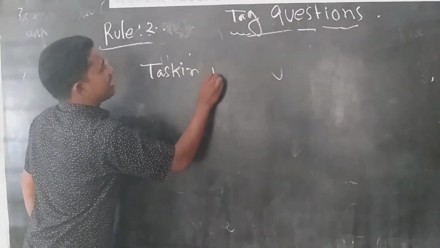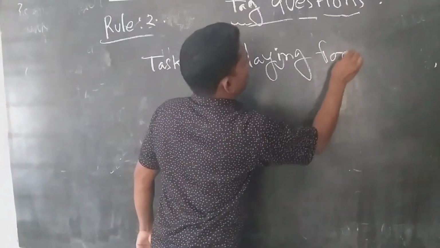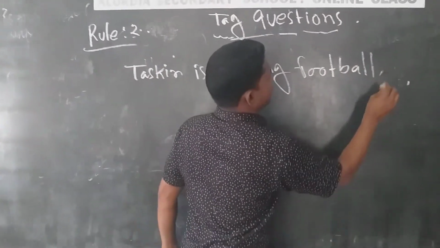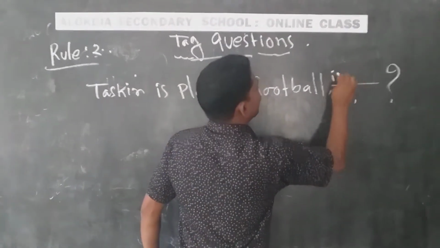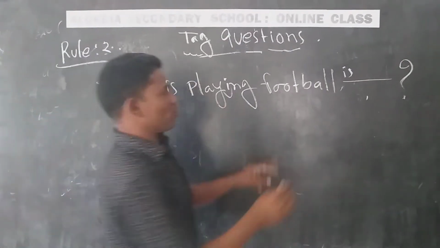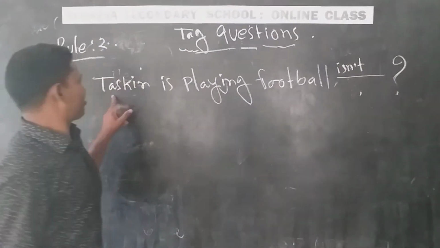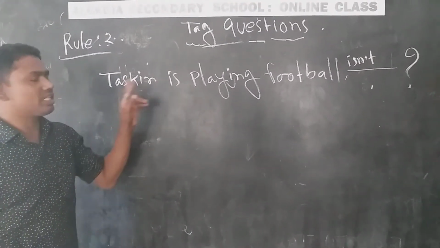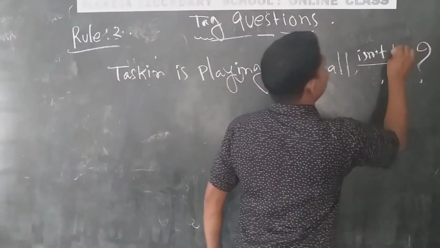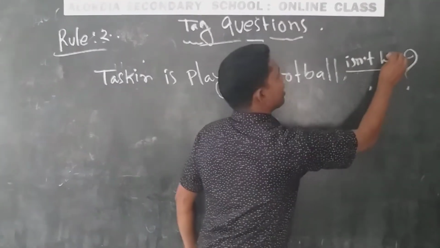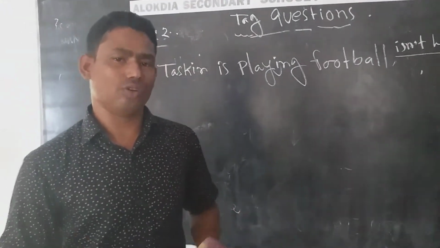That is, Taskin is playing football. This is the sentence. So, here auxiliary verb is "is". Then the sentence is affirmative, so we need to use here n't, that is isn't. As Taskin is a masculine gender, so we should put "he" as pronoun. So this is another rule of tag questions. So let's go to another rule.